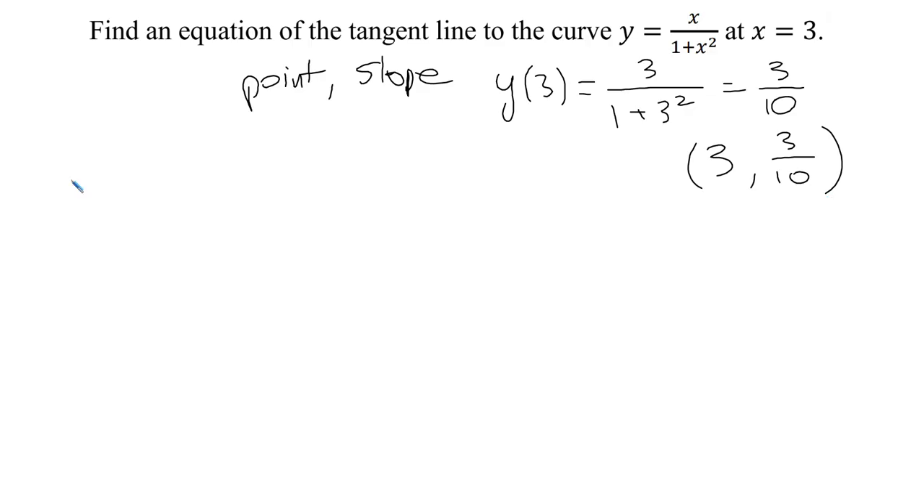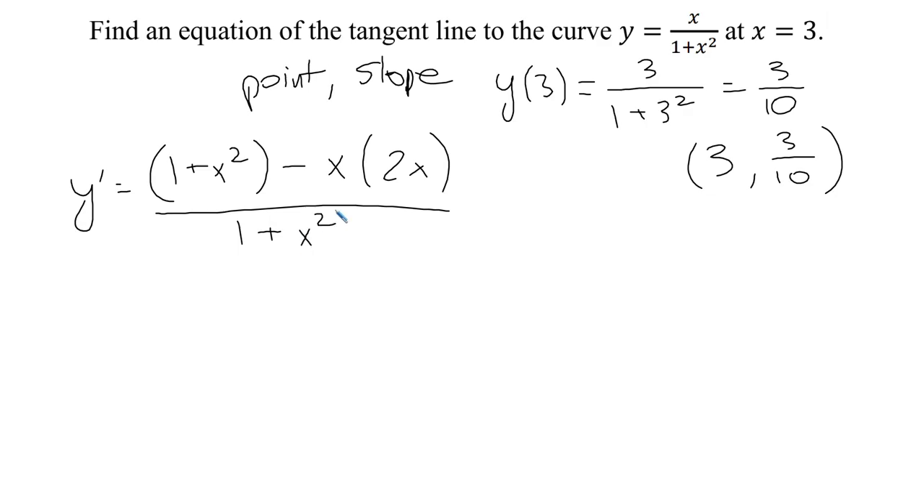And then we're going to find our derivative, y prime. Since it's x over 1 plus x squared, we're going to use the quotient rule. So that'll be 1 plus x squared times the derivative of x, which is just 1, and then minus the x times the derivative of 1 plus x squared, which is 2x. And then we'll divide all of that by 1 plus x squared, squared. If we simplify that down a little bit, that's 1 plus x squared minus 2x squared. So that'll be 1 minus x squared over (1 plus x squared) squared.